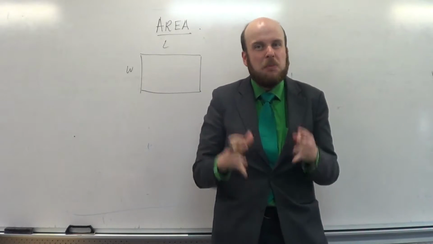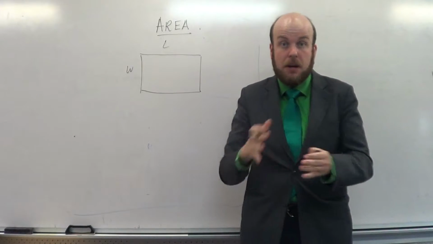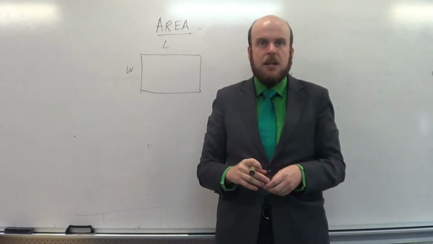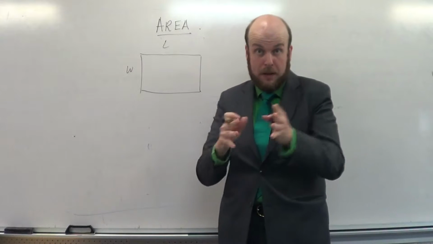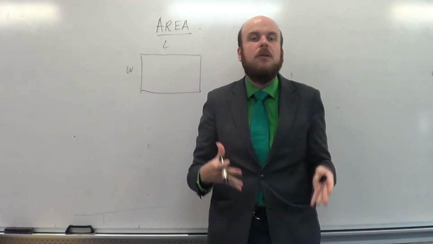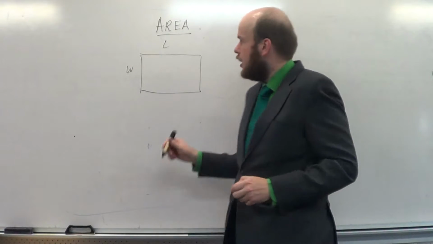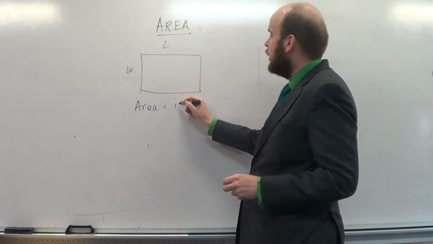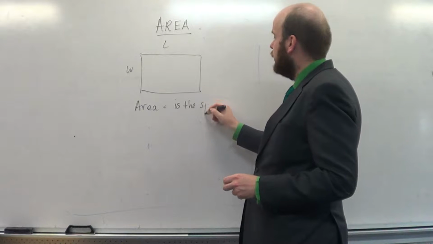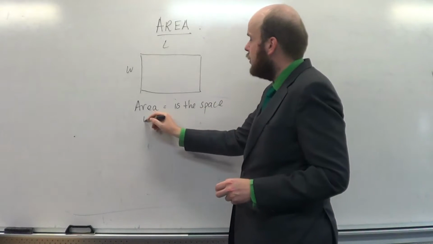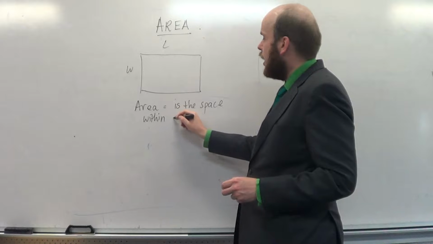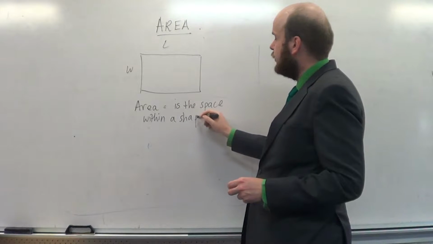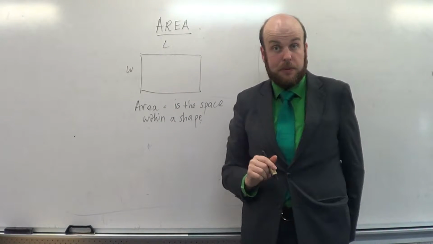But what does that even mean? Why am I even multiplying this sort of thing? Why am I multiplying the length by the width? So before we do this, let's talk about where these formulas come from. So the area is the space within a shape. So it's this entire section.